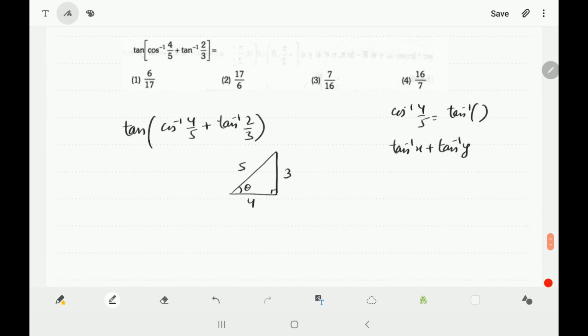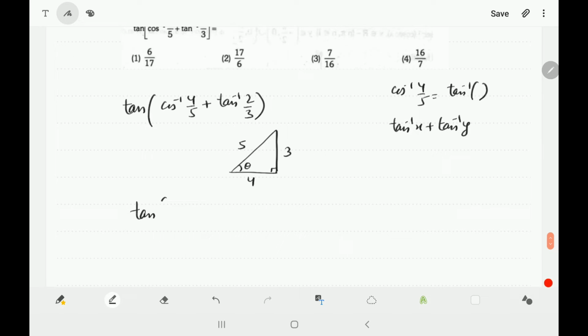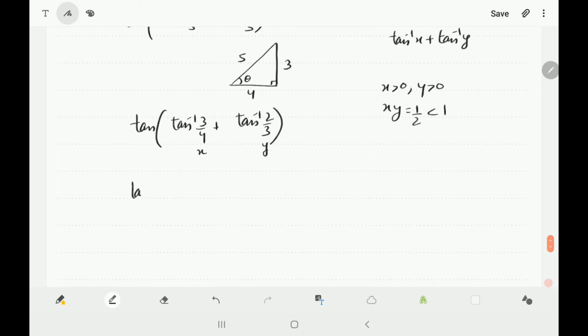So we can write this term now as tan inverse of 3 by 4 plus tan inverse of 2 by 3. Now if you consider 3 by 4 as x and 2 by 3 as y, x is positive, y is positive, and the product xy is 1 by 2, which is less than 1, and hence we can use the formula: tan inverse of (3 by 4 plus 2 by 3) upon (1 minus 3 by 4 into 2 by 3).